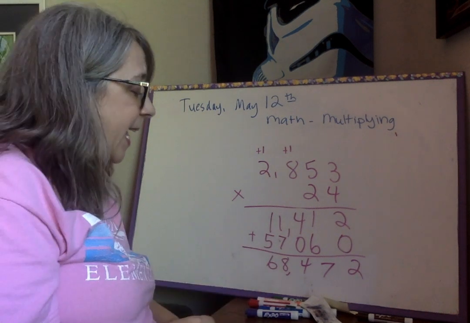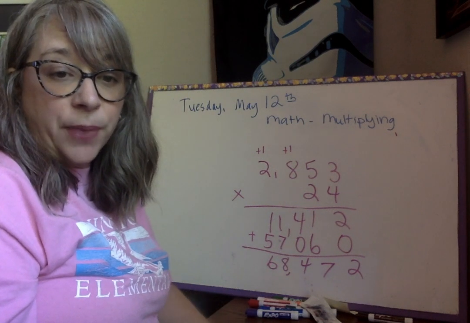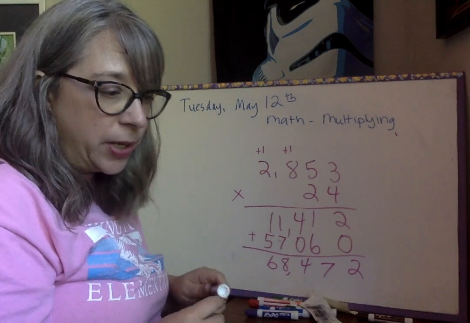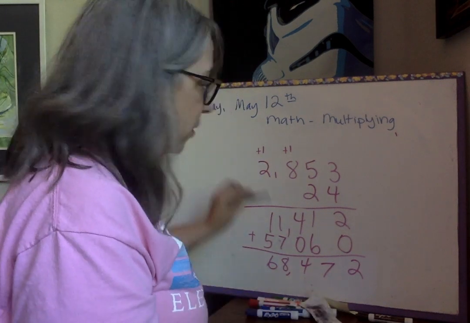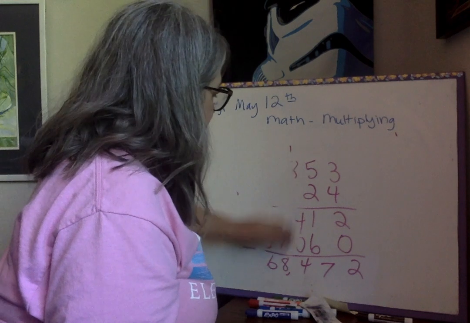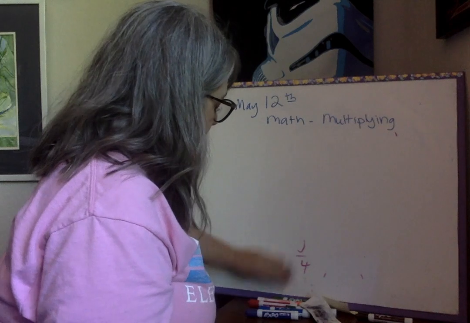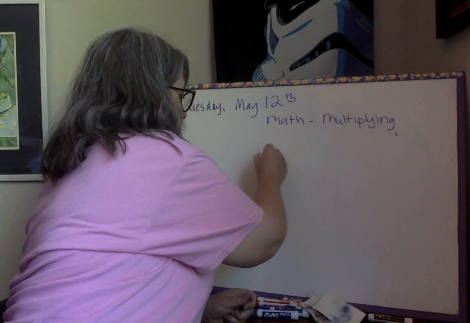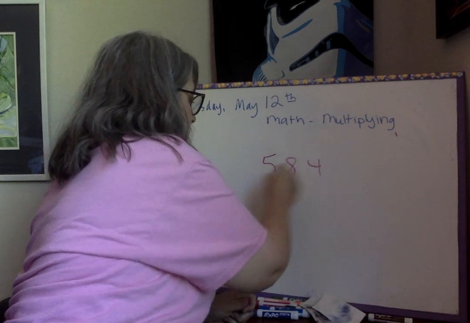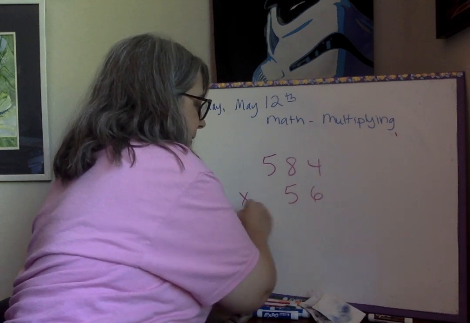All right, we have 68,472. All right, so that is, I kind of want to do one more, just to practice multiplying by 2 digits. So we'll do 584 times, we'll say 56.